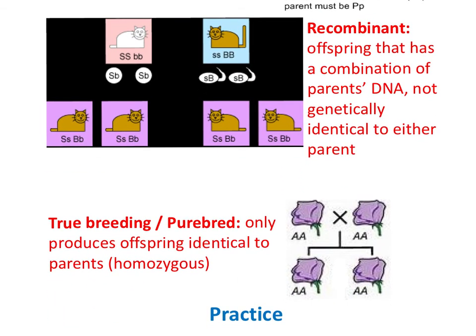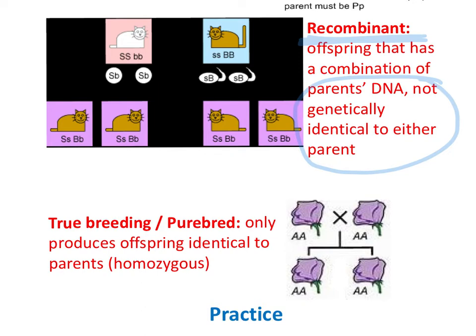More vocab for you. A recombinant is an offspring that looks different or has different genes than the parent. To recombine means that things are mixed together in a new fashion. So a recombinant offspring has DNA that is not identical to either parent. So shown in this cat cross, all of the offspring are recombinants.